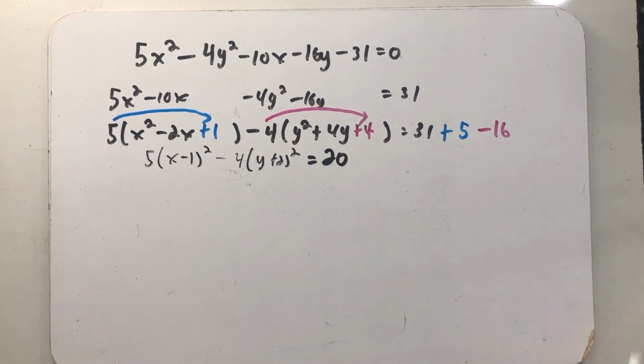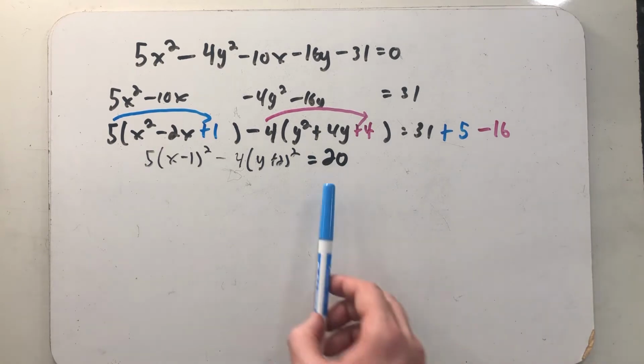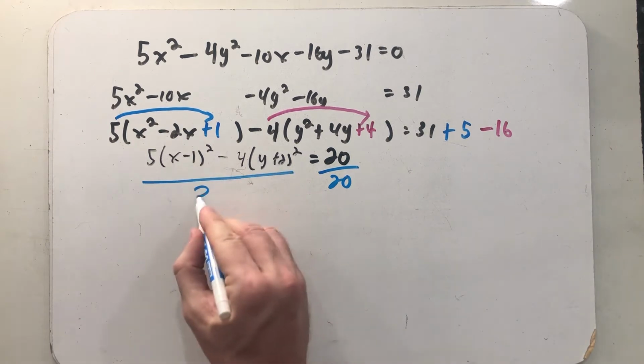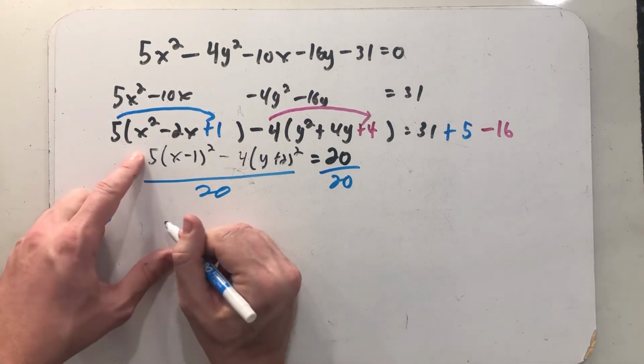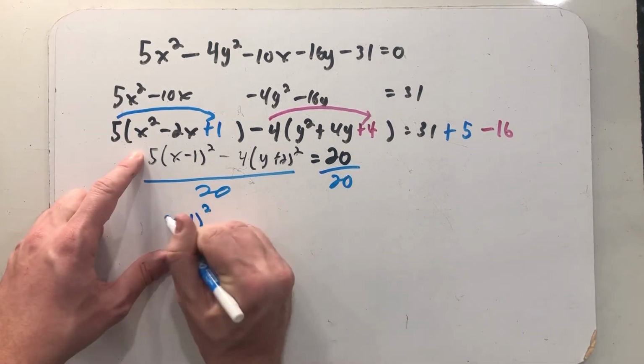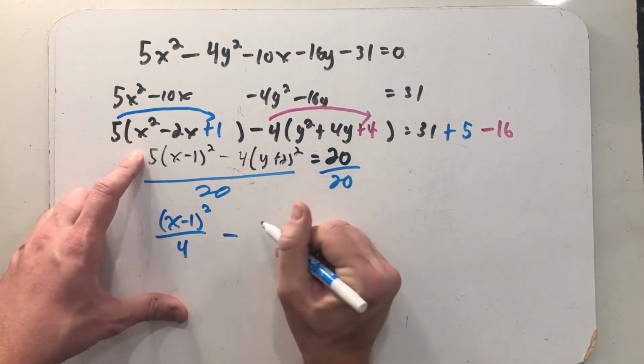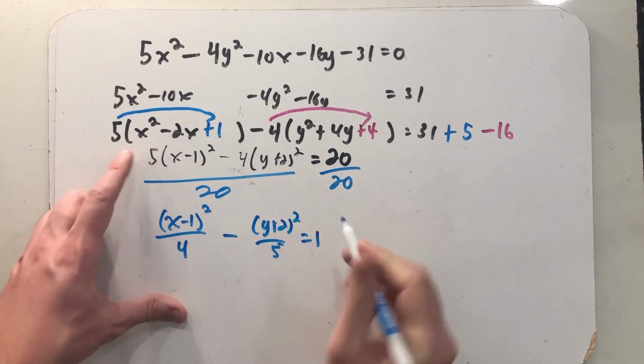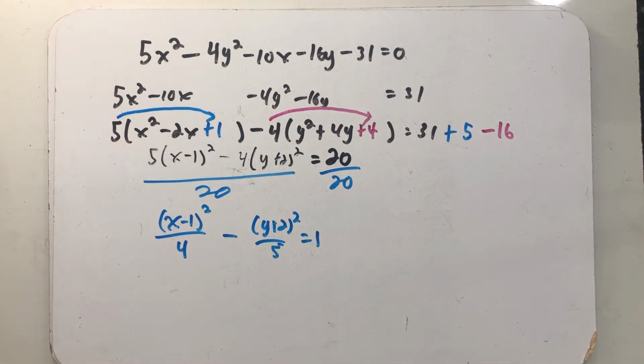All right, well, now to get this in its standard form, I need to have a 1 over here, so let's divide everything by 20. Reducing our fractions, I end up with x minus 1 squared over 4 minus y plus 2 squared over 5 is equal to 1. And there's the equation of our hyperbola in its standard form.